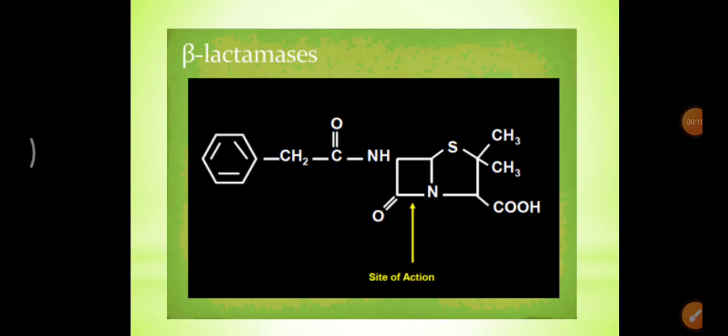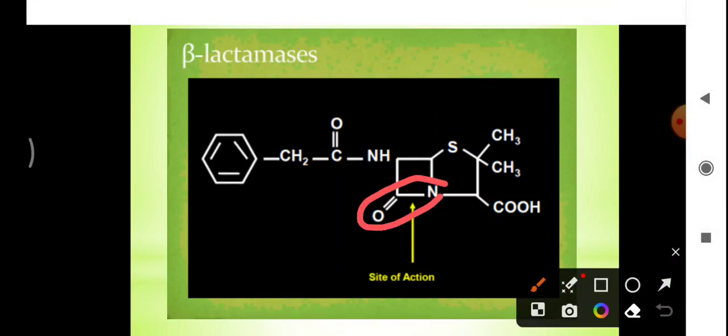Beta-lactamases are a family of enzymes produced by many gram-positive and gram-negative bacteria that inactivate the beta-lactam antibiotics by hydrolyzing the beta-lactam amide and hence opening the beta-lactam ring. So this is the beta-lactam amide. This is the site of action of the beta-lactamase enzyme for the opening of the beta-lactam ring. The opening of the beta-lactam ring in penicillins, for example, results in the formation of penicilloic acid, which is an inactive product.